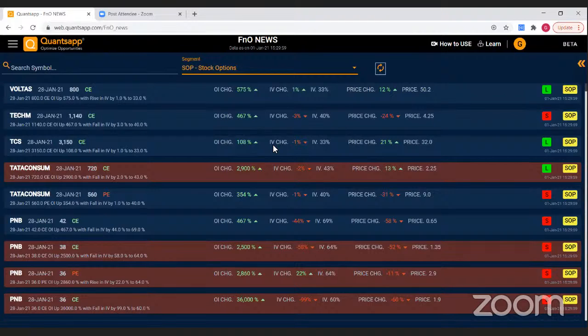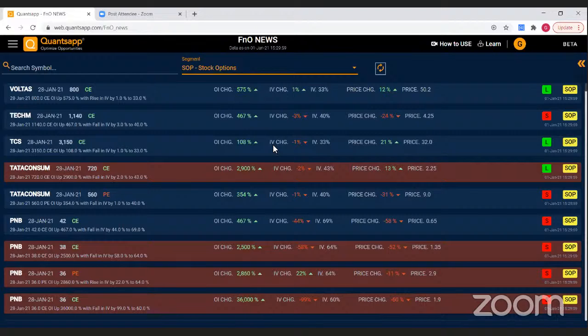Whether they are shorting the put option and going long in the call option, that's a good sign. If they are shorting the call option and long on the put side, that's more on the nervousness side, a likely movement towards the lower side. So you can actually see how the changes are happening altogether in the FNO segment.